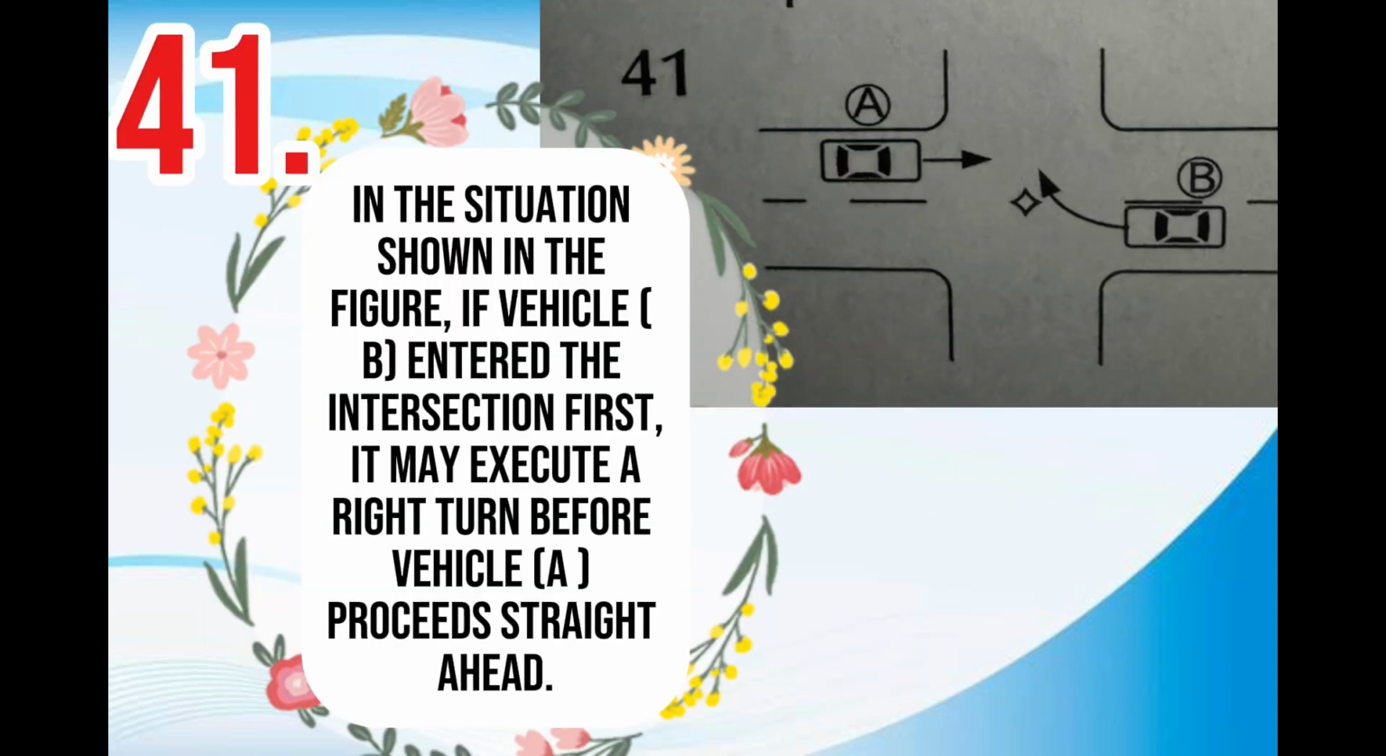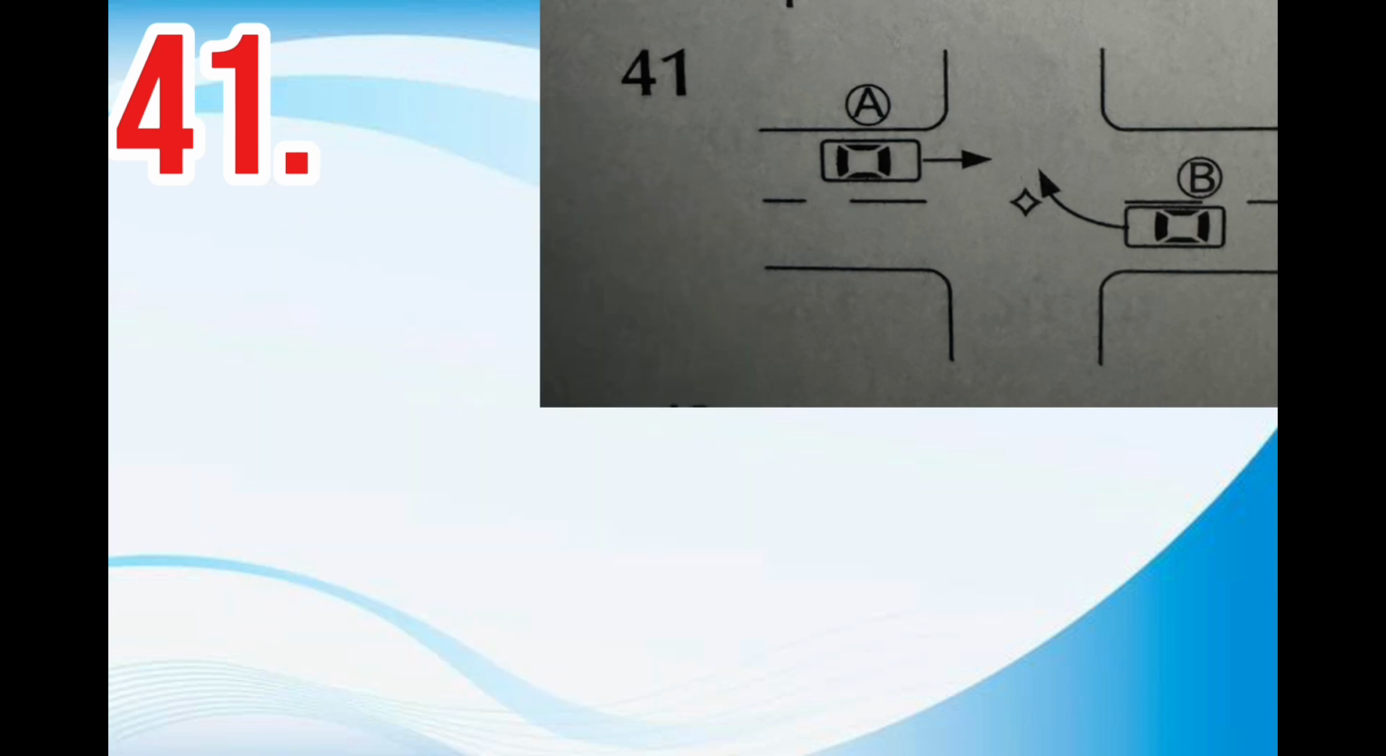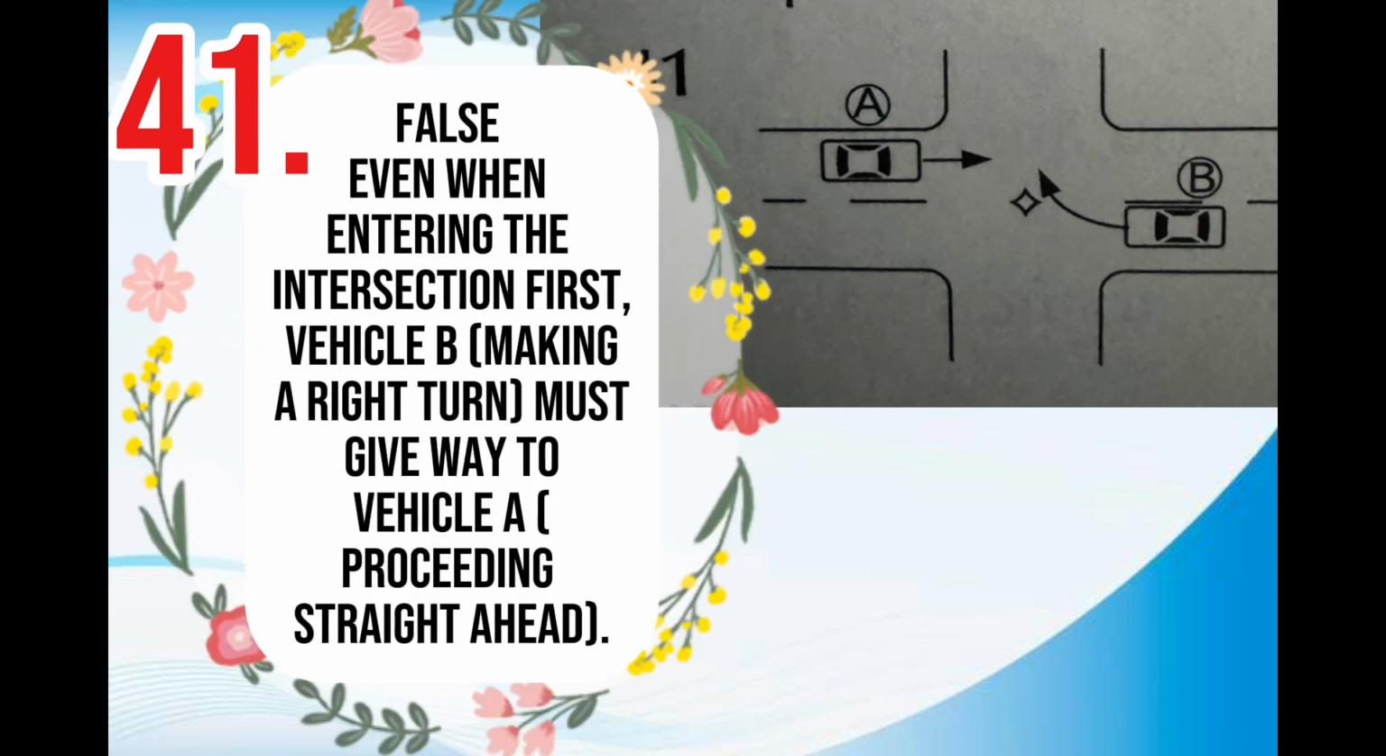In the situation shown in the figure, if vehicle B entered the intersection first, it may execute a right turn before vehicle A proceeds straight ahead. False. Even when entering the intersection first, vehicle B making a right turn must give way to vehicle A proceeding straight ahead.